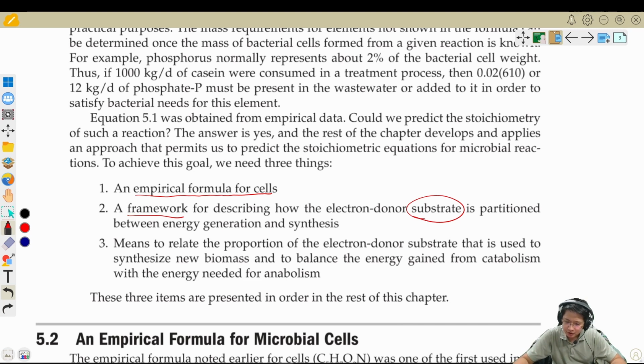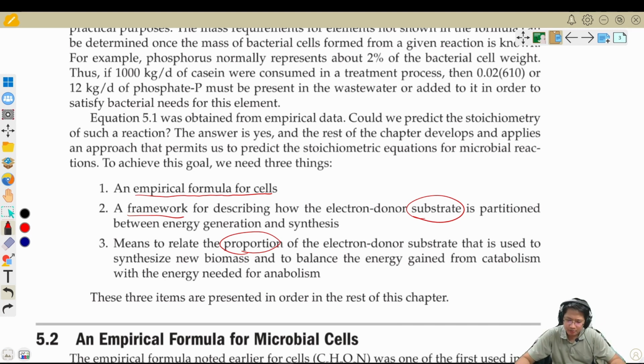And the third part is you will have to understand the proportions: how much of the electrons is used for synthesizing new biomass, and how much of the electrons coming from the electron donor is used for balancing the energy. Okay, so we will introduce how to calculate those proportions afterward.